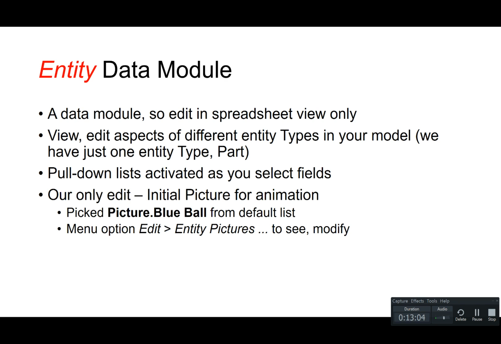A data module can only be edited within the Spreadsheet view, so make sure that you select that. You can view and edit the aspects of the different entity types in your model. In this case, we only have one entity type, part. Pull-down lists are activated as you select, and our only edit will be our initial picture for animation. We picked Picture.BlueBall from the default list, and you can see that under Edit and then Entity Pictures to change that if you like.